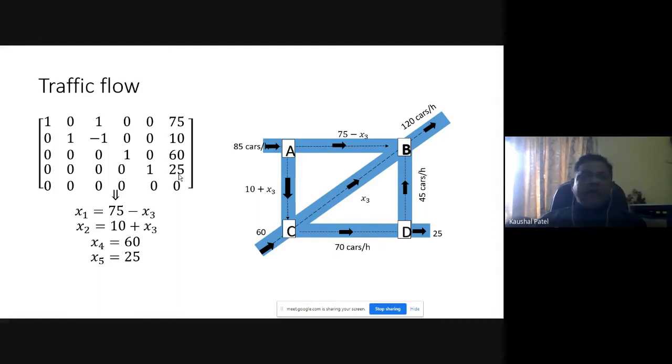Here we have X1, X2, X4 and X5 as the variables, and we cannot get the value of X3. So we consider that X3 is a free variable. We can take any value of X3 within a range. You have to decide that range, and then we can achieve the solution of those equations. So here we can get the typical behavior of the traffic in the network.